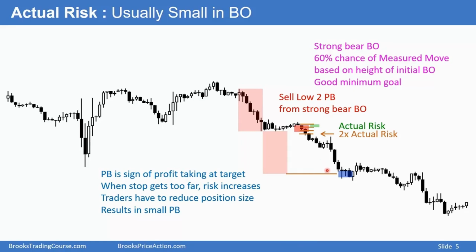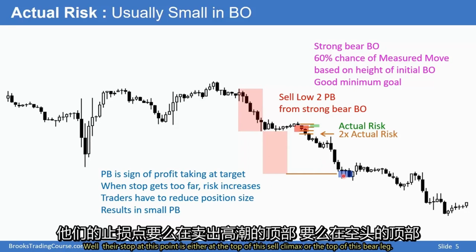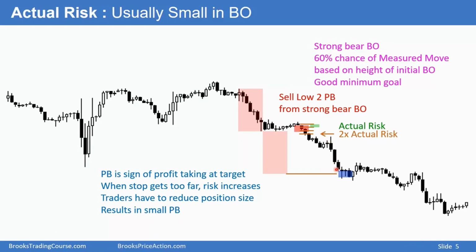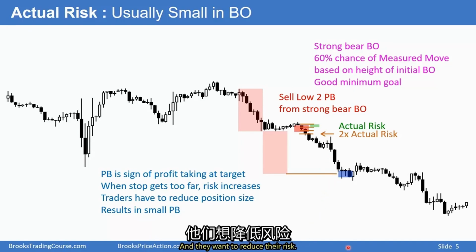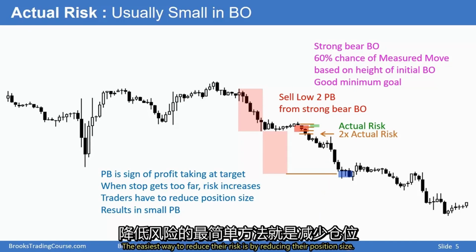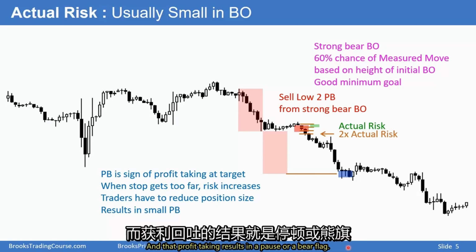Why would they do that? Well, their stop at this point is either at the top of this sell climax or the top of this bear leg. In either case, it's far away, and they want to reduce their risk. The easiest way to reduce their risk is by reducing their position size, and that profit taking results in a pause or a bear flag.